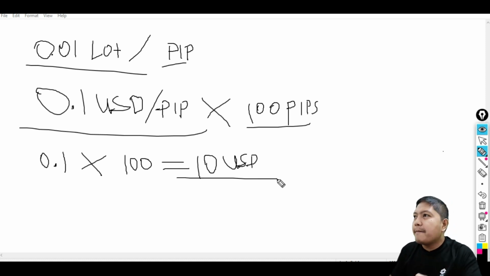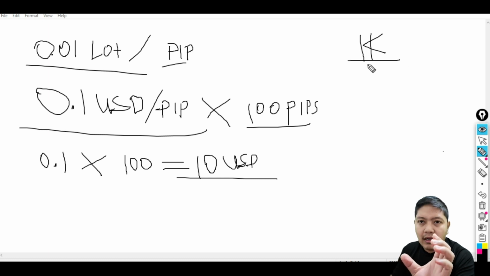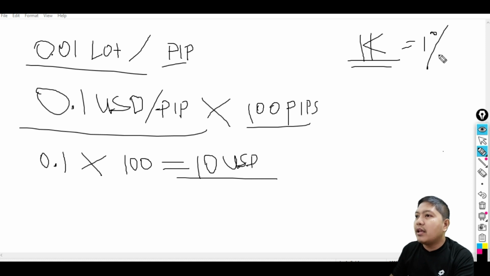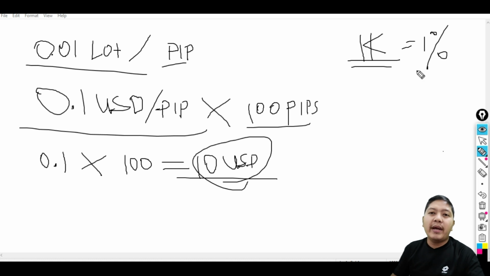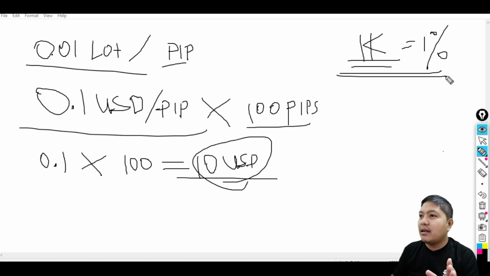So let's say just now you will use 1K, right? So 1K capital, or your immediate capital, right? So that is about 1% only if you lose 10 USD, right? So that is good enough. Why? It's very safe. It is just 10 US dollars in your 1,000 capital with 1% loss. So that is good enough.